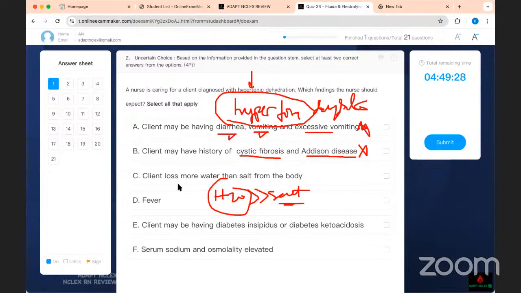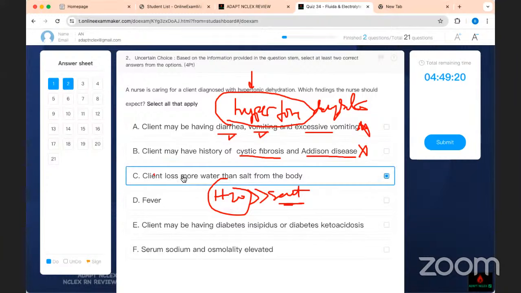The next one, client lost more water than salt. Yes, right? He's losing more water than salt. Therefore, that is consistent. When you lose more water than salt, you become hypernatremic. Fever is one of the signs of hypernatremia.